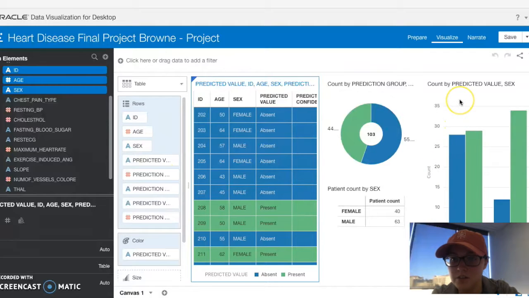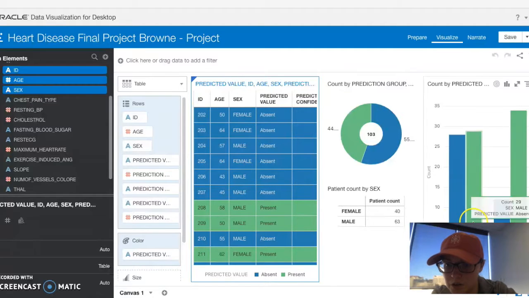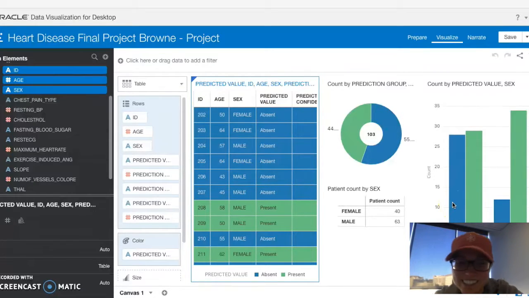The other visualization over here was by the predictive value. As you can tell, the green ones are the ones that were male, and the blue ones are the ones who were female tested.